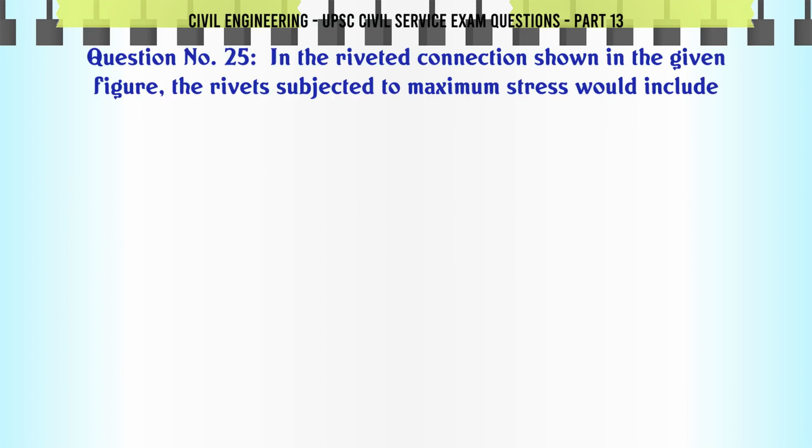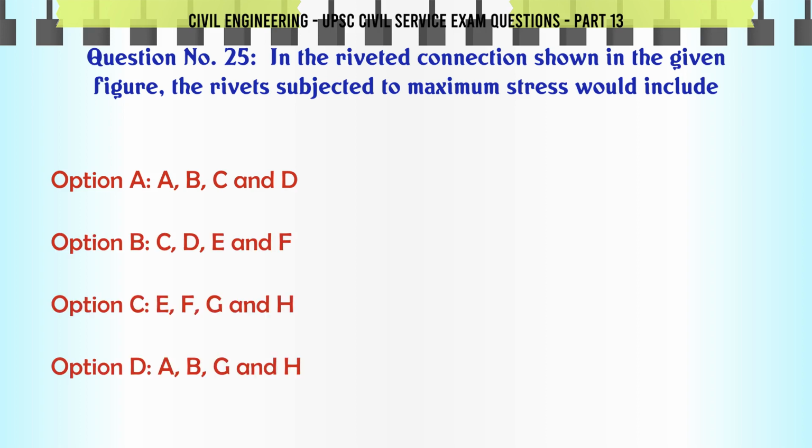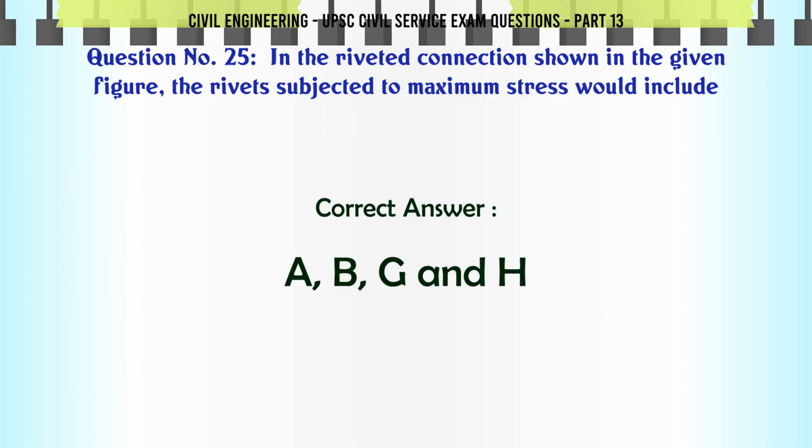In the riveted connection shown in the given figure, the rivets subjected to maximum stress would include A. A, B, C, and D, B. C, D, E, and F, C. E, F, G, and H, D. A, B, G, and H. The correct answer is A, B, G, and H.